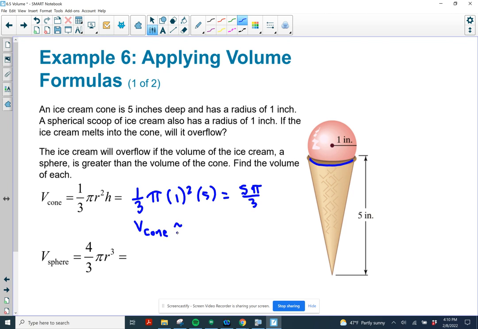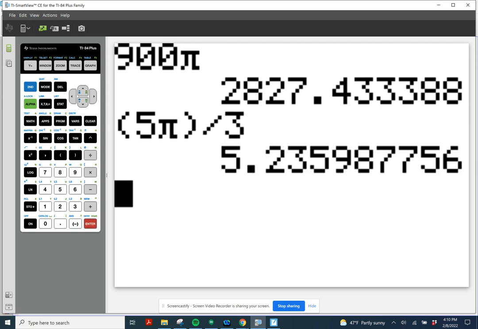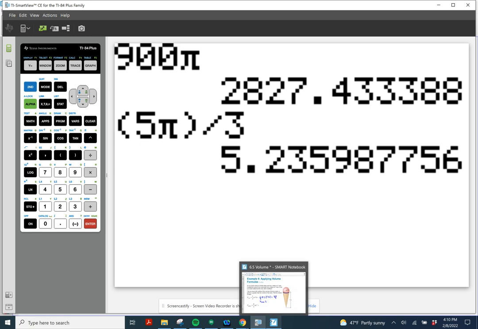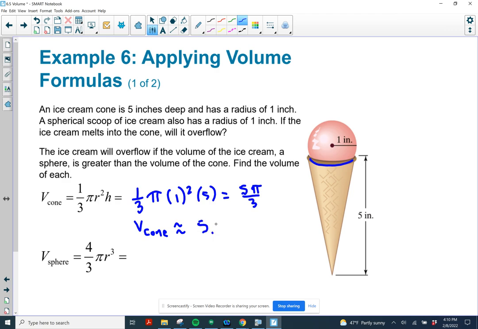Let's see what we get for our volume of the cone. Volume of the cone is approximately, I'm going to grab my calculator. I'm going to do 5 times pi, and I'm going to divide by 3. And I'm going to get 5.24 cubic inches.